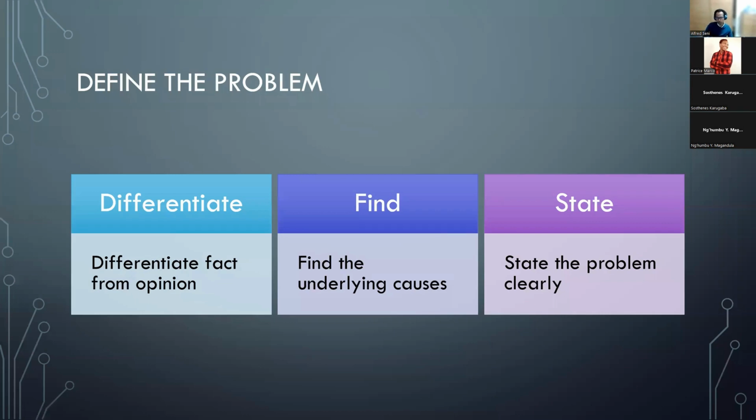So when you're trying to solve a problem, you try to define the problem. That's the first thing. Still, how do you define it? Differentiate the fact from opinion. Kwa hiyo fact ni vitu ambavyo you cannot argue with. Okay, for example, fact is we have lost sales. So our sales have gone down. Opinion is your thoughts that okay, maybe we lost sales because our customer care team is not doing a good job.